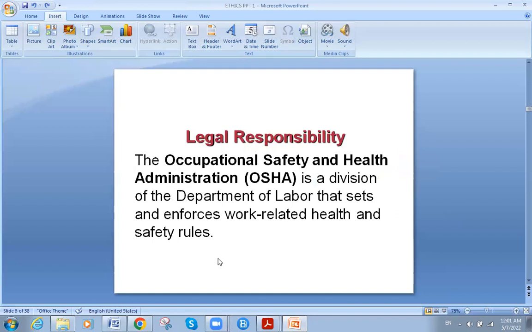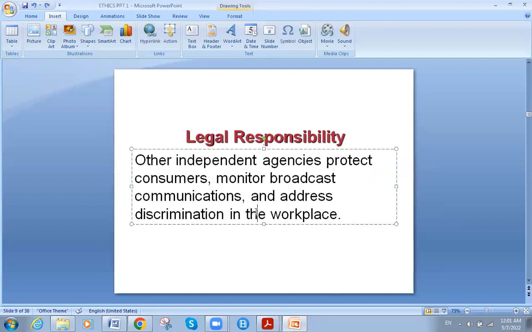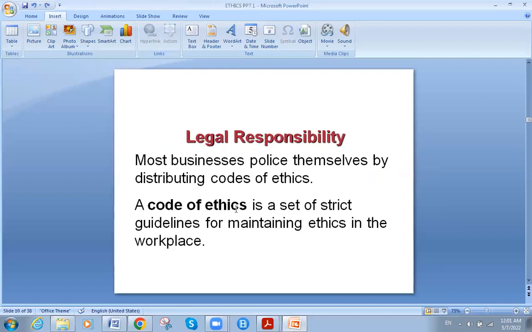For that reason, we talk about the Occupational Safety and Health Administration, and we talk about the unions also. There are these legal entities, the unions, which always defend the workers' rights.